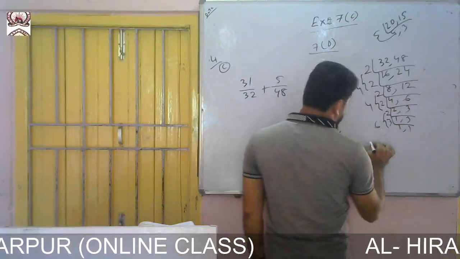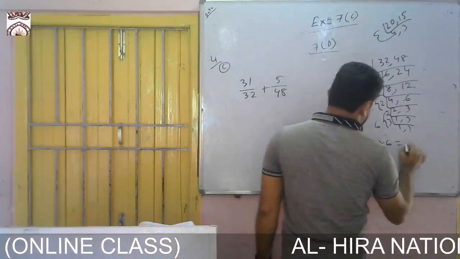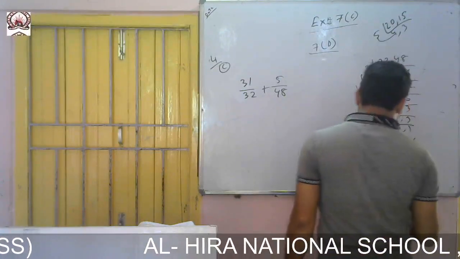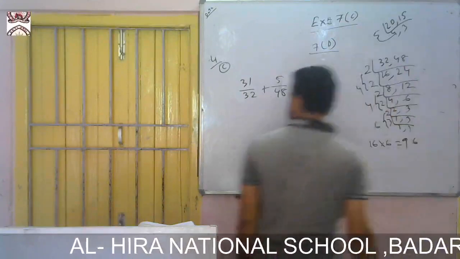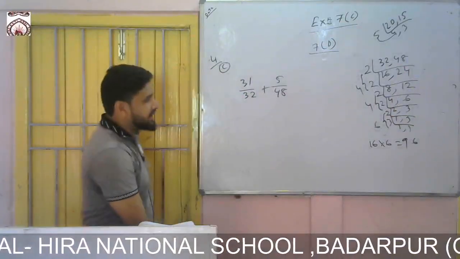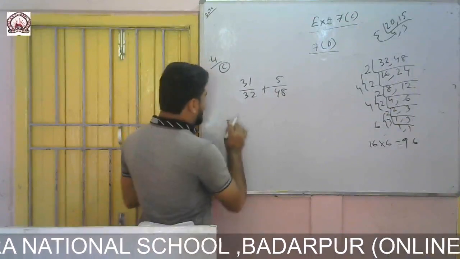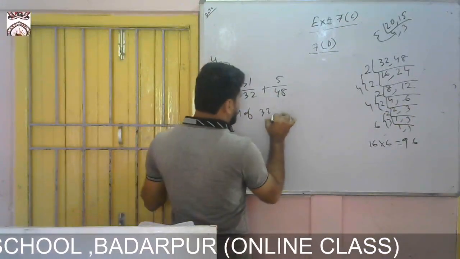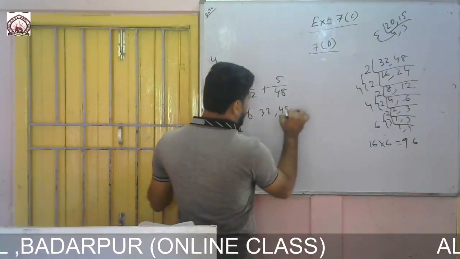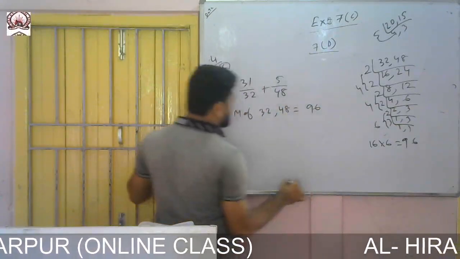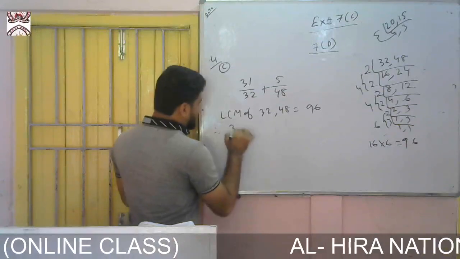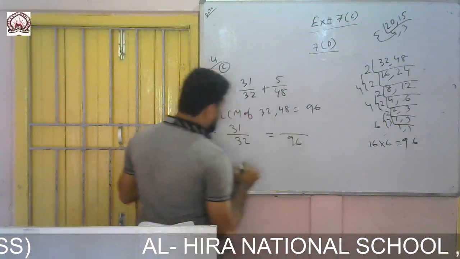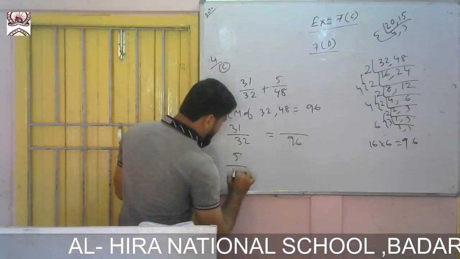So 4 fours are 16. 16 times 6 is 96. Okay, so we are getting 96 as the LCM. So we can write LCM of 32 comma 48 is 96. Okay, therefore 31 by 32 becomes something over 96, and 5 by 48 also over 96.